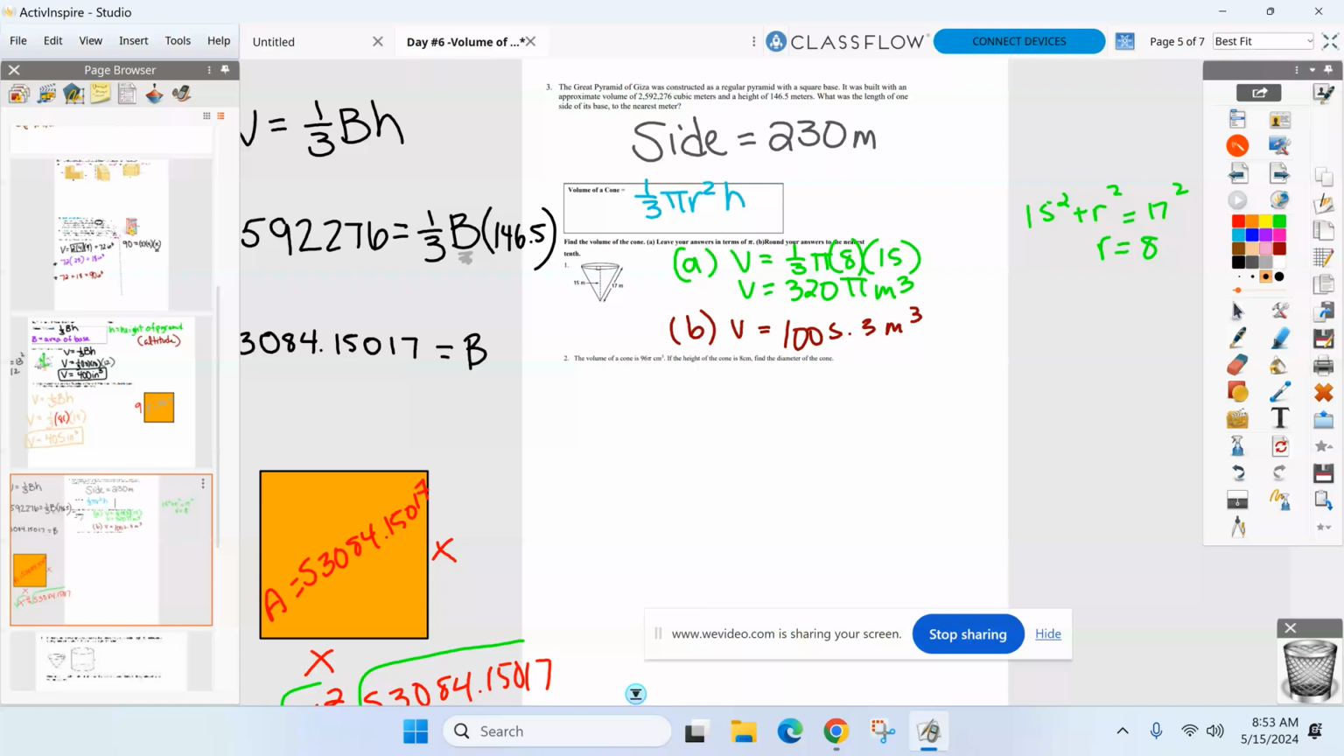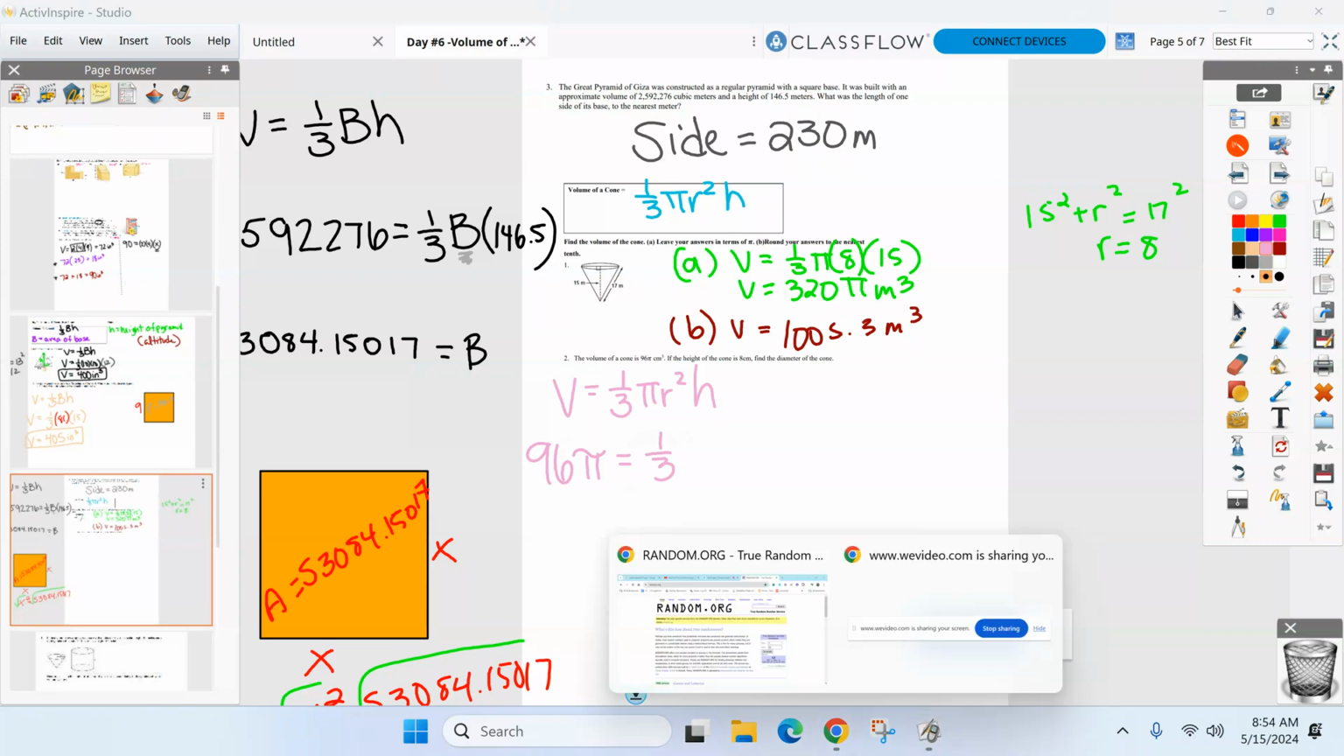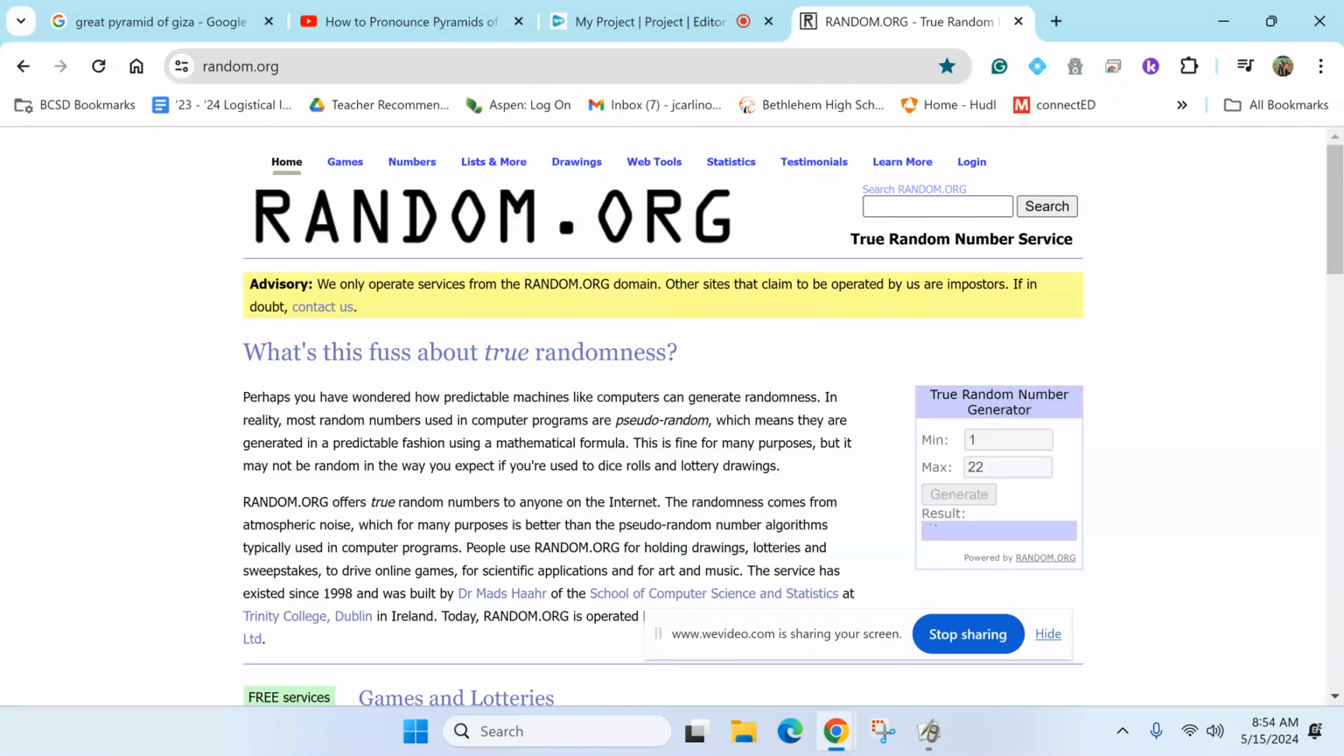Volume of a cone. All right, 1/3 pi r squared times the height. Okay, now I'm giving you the volume. So everyone substitute in 96 pi for V. And, whoa, wait. It's asking for diameter. Can I even do this problem? My formula doesn't have diameter.